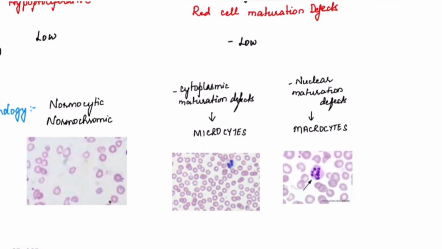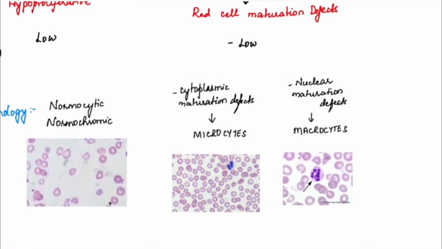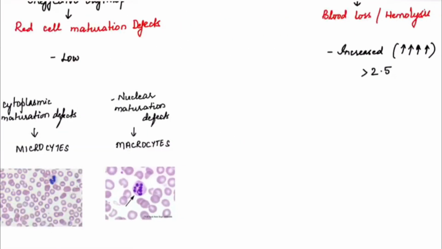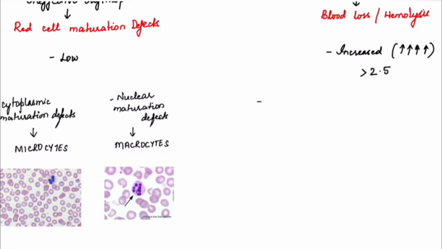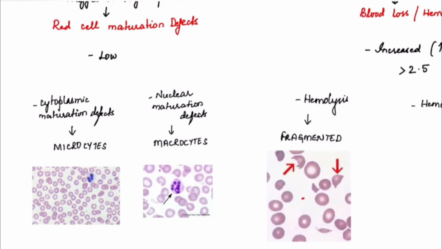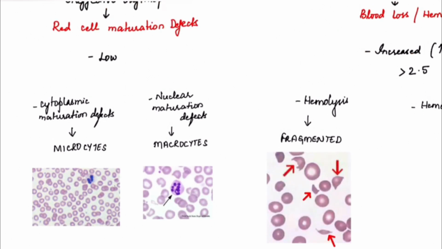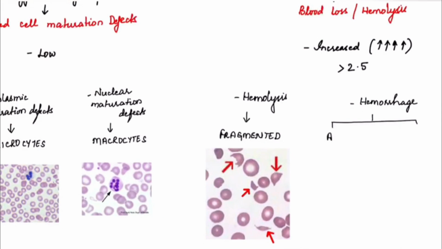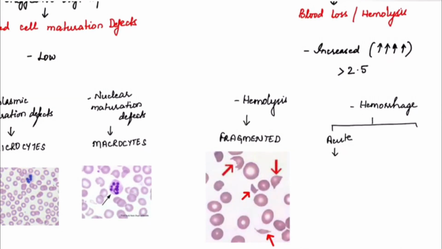Next, when there is decreased survival, again see if it is because of hemolysis or because of hemorrhage. If it is because of hemolysis, then fragmented RBCs should be seen in peripheral smears. These red arrows indicate fragmented RBCs. And if it is because of hemorrhage, see if it is acute or chronic. In acute hemorrhage, the feedback hasn't started operating yet, so a normocytic and normochromic picture is seen.